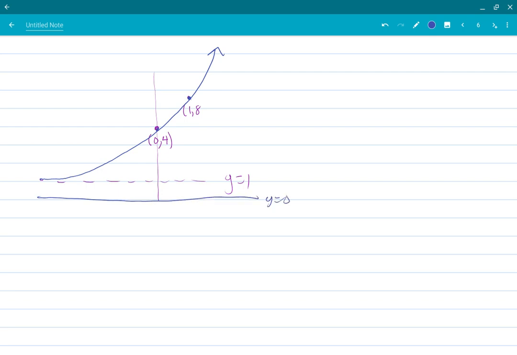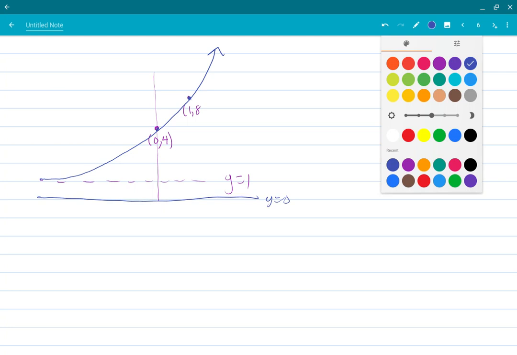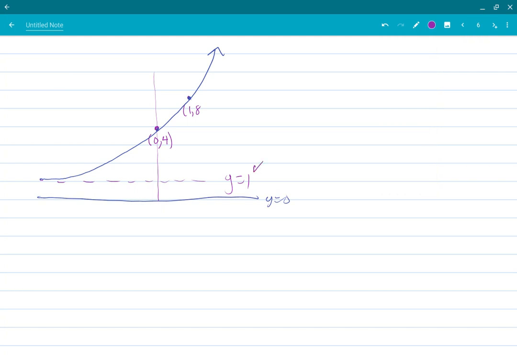And here is y equals 0. So what we have to do is pretend that this is y equals 0. That means we have to move it down by 1. So this is not really 4, it's really 3. And this is not really 8, it's really 7. Does that make sense? So we have to pretend that it's not 1, it's 0. So the 4 became a 3, and the 8 became a 7.